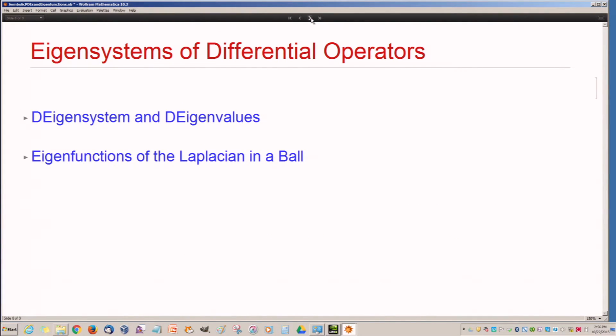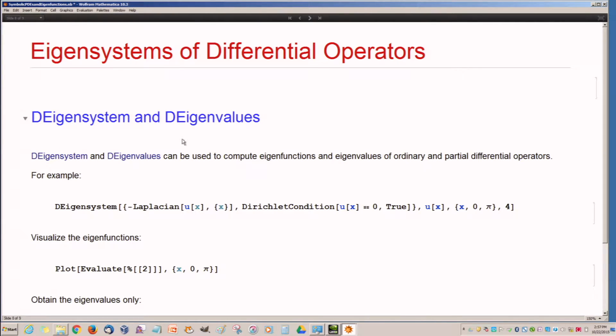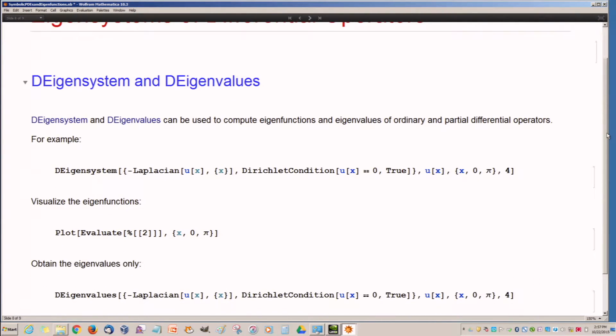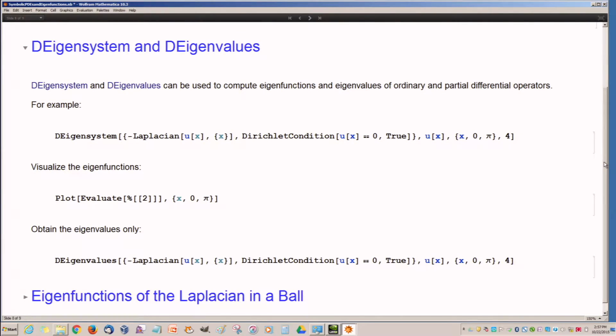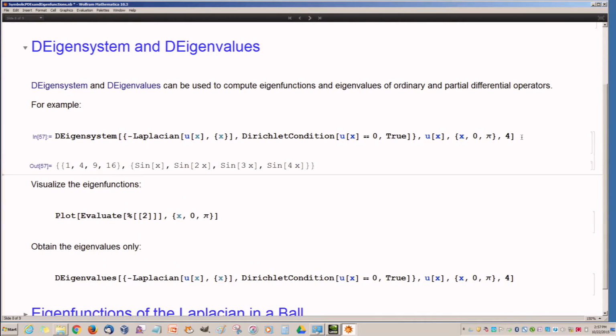Okay, on to the last part of my talk, which is about eigensystems. So we have two new functions, DEigensystem and DEigenvalues, which are blatant copies of NDEigensystem and NDEigenvalues. They have the same notation, but basically, if you give DEigensystem an operator and a condition, and you ask it to find, let's say, the first 4 eigenfunctions, eigenvalues, it will go and do that for you in exact form. And then you can plot the results quite easily.